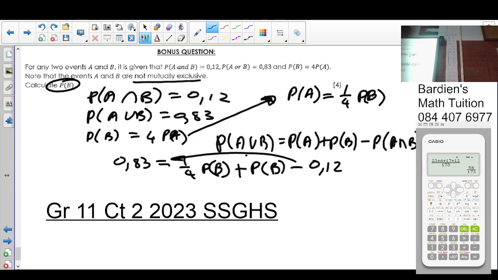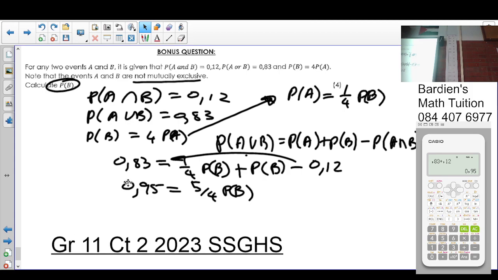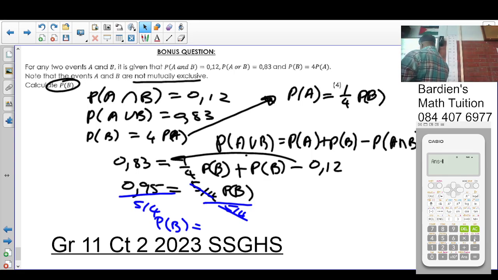Take it over the equal sign. So it becomes 0.83 plus 0.12 gives us 0.95, which is equal to 1/4 plus 1 is 5/4 probability of B. So now I divide both sides by 5/4. That cancels, so the probability of B is going to be 0.95 divided by 5/4, which gives us 0.76. Okay.